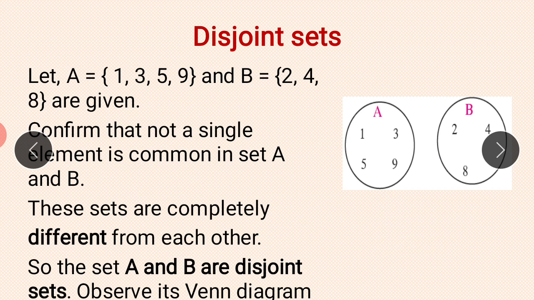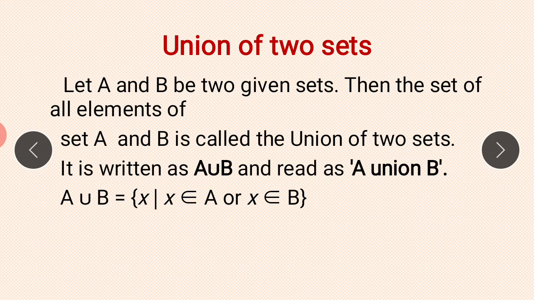Observe its Venn diagram also. Set A, for this I have to draw one circle. In that denote the elements 1, 3, 5, 9. Set B denoted by Venn diagram, draw again one circle, a separate circle, whose elements are 2, 4 and 8. Understood this one? Now see the next one, operations on set.